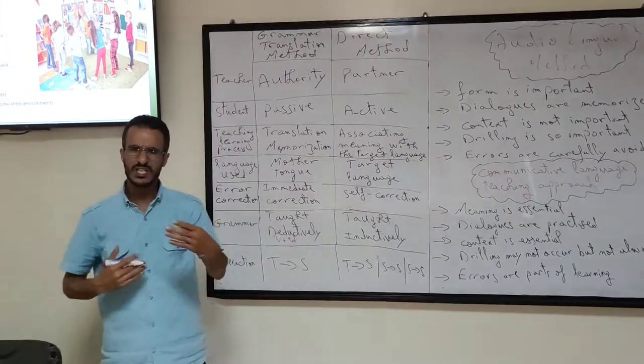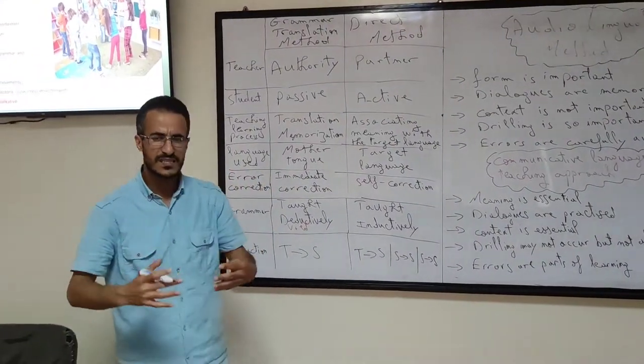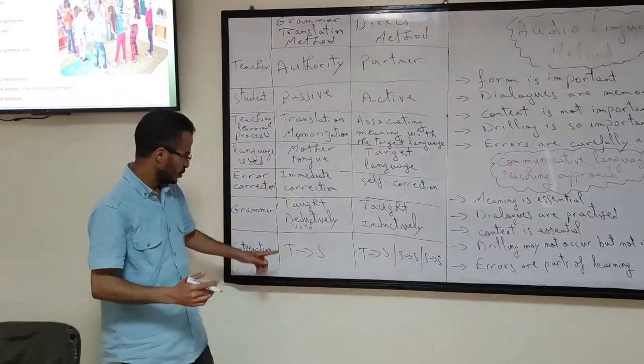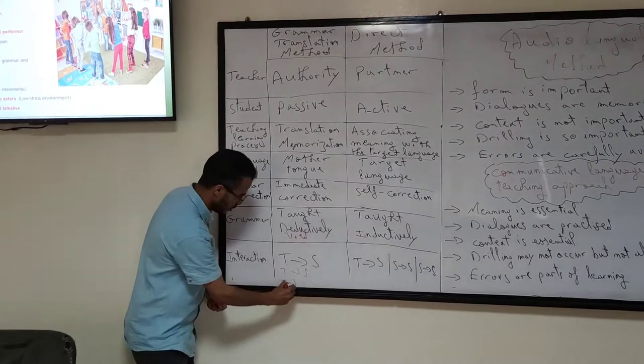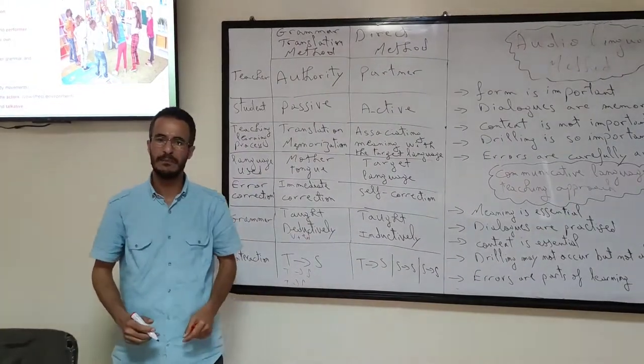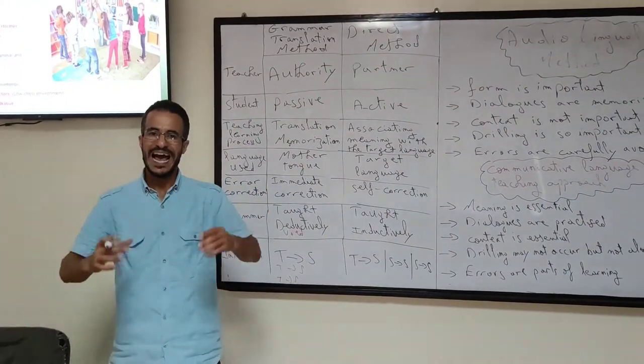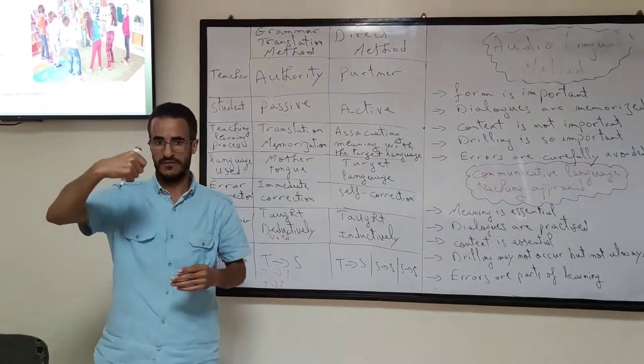What about interaction? We will see here that the dominant one is the teacher. So teacher, students, teacher, students, teacher, students. That's why I said in the very beginning, the teacher acts as a spoon feeder.